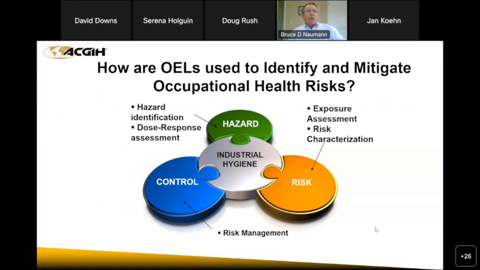So how are the OELs used to identify and mitigate occupational health risks? We're going around clockwise here. Now we're getting into the exposure assessment side and trying to understand what the risks are. Presumably the results are coming in less than the OEL, and good. And this is before we even get to, okay, where are we and what do we need to do about it if we need to make a change?